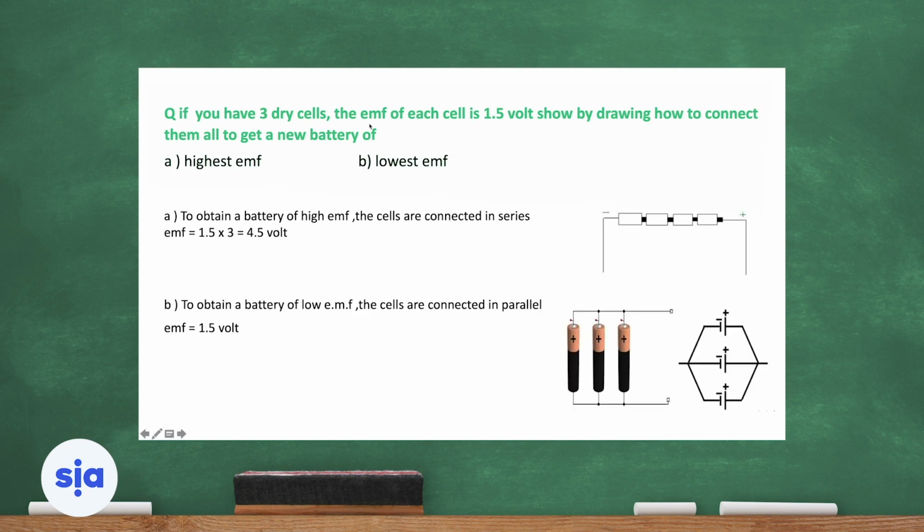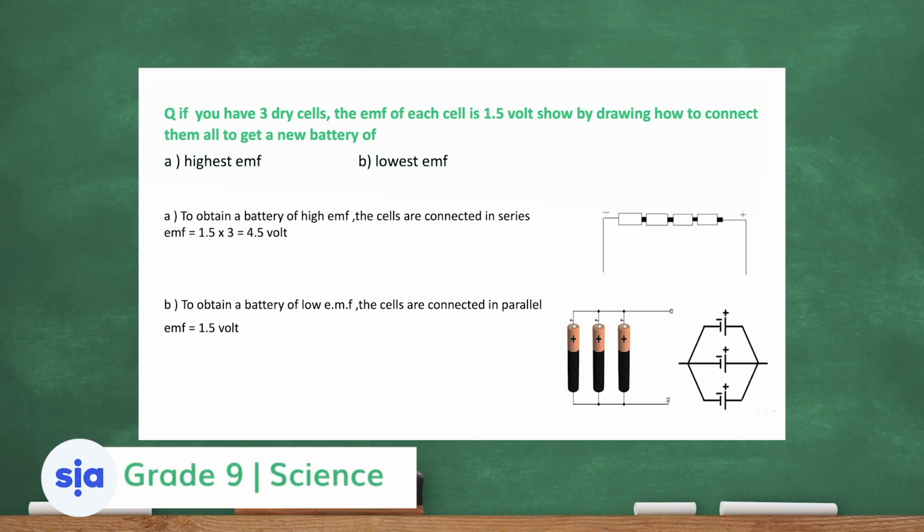What if I want the lowest electromotive force? I will connect them in parallel. So the electromotive force will have the amount of only one of them, which is 1.5.